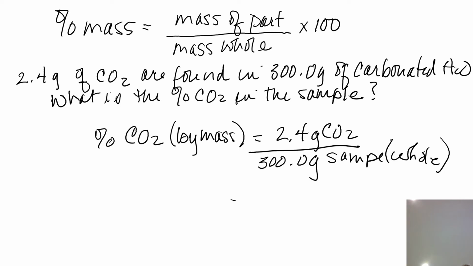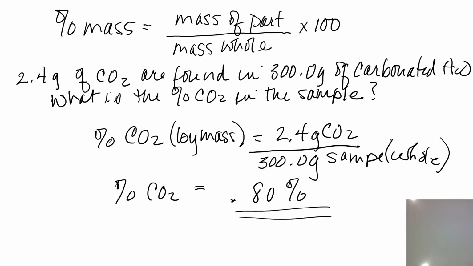Okay, so doing that math, we get 0.80%. Now I have two sig figs here, and that's because of the mass of CO2 in this calculation. It has only two significant figures. We're dividing, so it's least number of sig figs, so I need 2 in my final answer. I will frequently try to include sig fig discussion during these calculations.